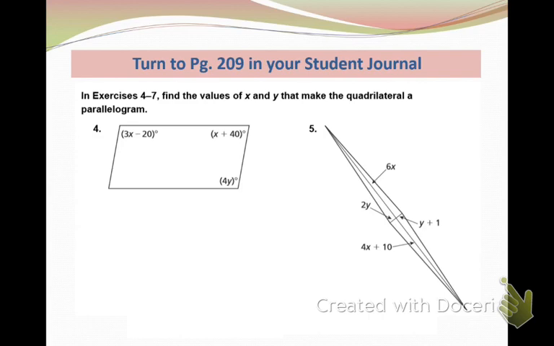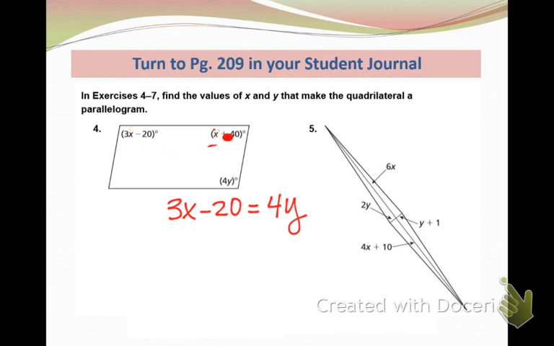We got 2 more problems and we are finished. Find the values of x and y that make the quadrilateral a parallelogram. A lot of us know that opposite angles are congruent, so we know 3x minus 20 will equal 4y. But this does not help me. I have an x and I have a y. I see that I have an x here and an x here, so I need to find the relationship between these 2 angles.